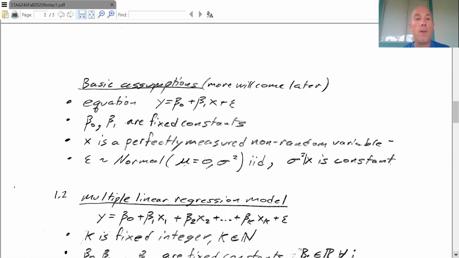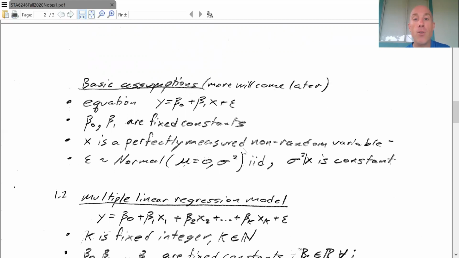So here are some basic assumptions, and we're going to build upon this, but these are the main ones that we really want to focus in on right now. First of all, the equation is correct. It is the correct true equation to be working with, that y is equal to some constant plus a coefficient times our predictor variable plus a random fluctuation term. Remember, the coefficients are fixed constants, so we're not doing a Bayesian analysis in this situation. We are frequentist throughout this course.